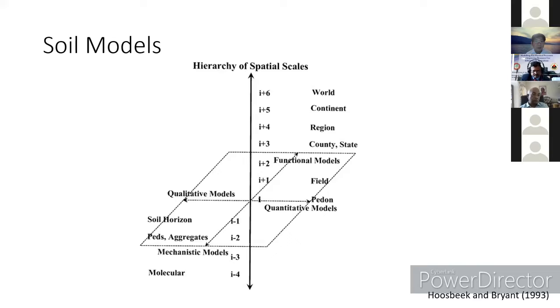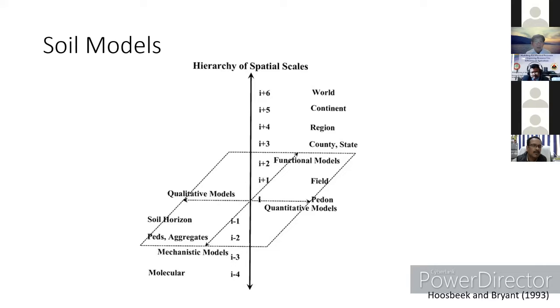Okay, so we know that there are different soil models. This is a classical diagram from a long time ago, in 1993. Some of you may remember it, some of you may not know it. What it's saying is that there are different types of models. There are qualitative models and quantitative models. Qualitative models you can express in the field. Soil scientists like to do this: they observe things and describe them in soil horizons, in peds, aggregates, and so on.